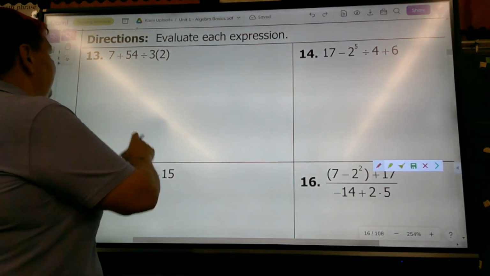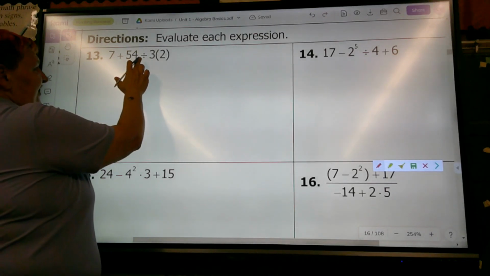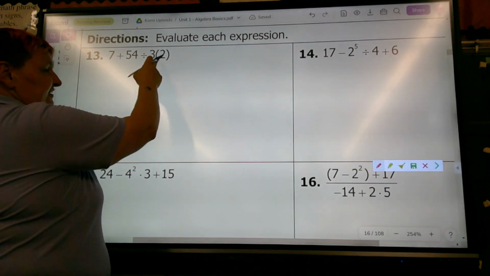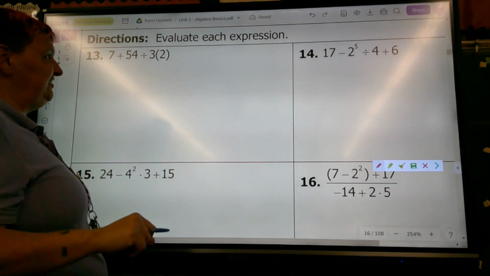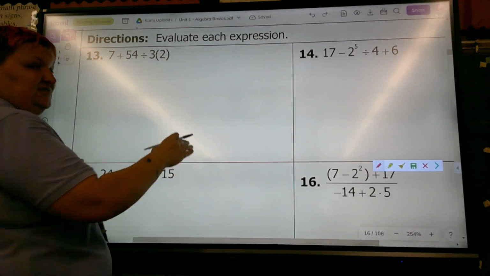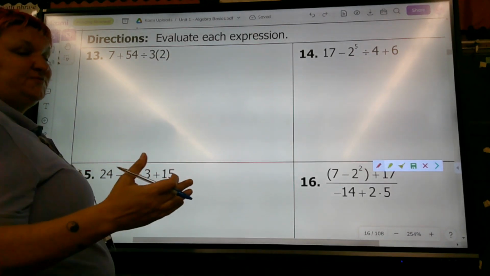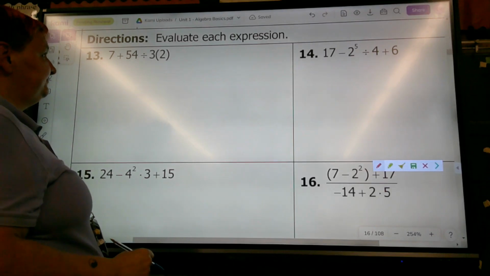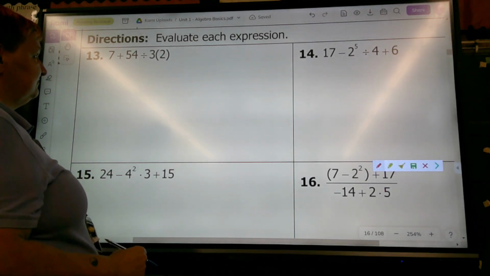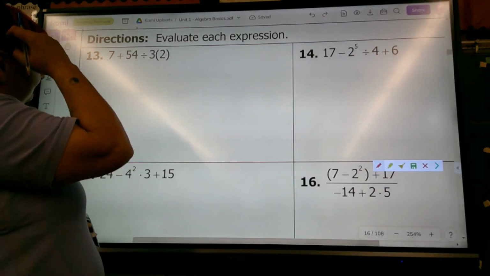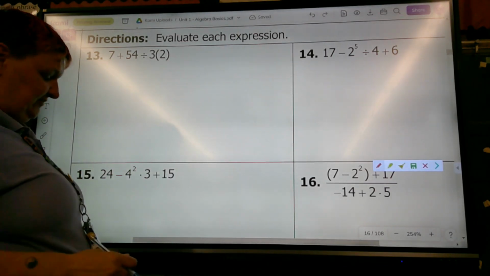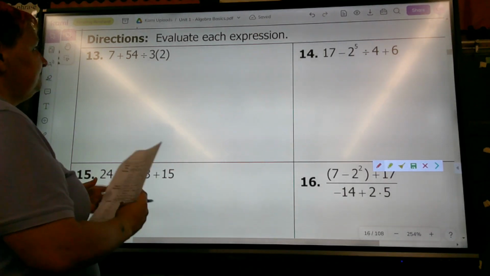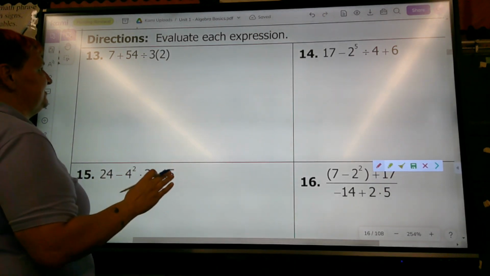All right. So we have 7 plus 54 divided by 3 times 2. There's nothing to do inside the parentheses, so we can skip P. There's no exponents, so we can skip E. Multiplication and division from left to right. I disagree with that statement. I disagree with it completely. That's all right. We're going to do it exactly as it says to.